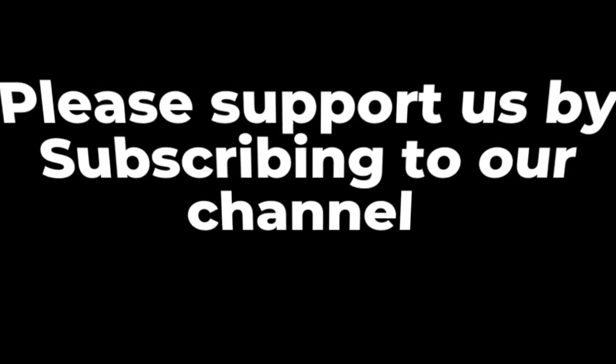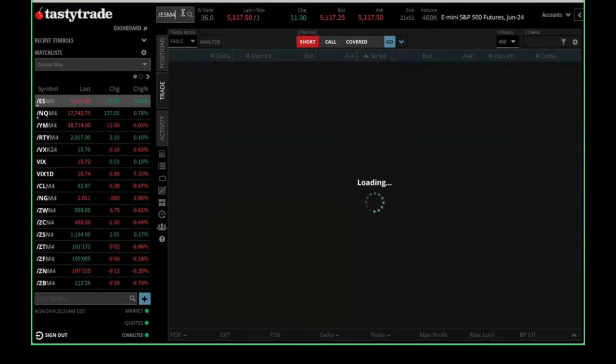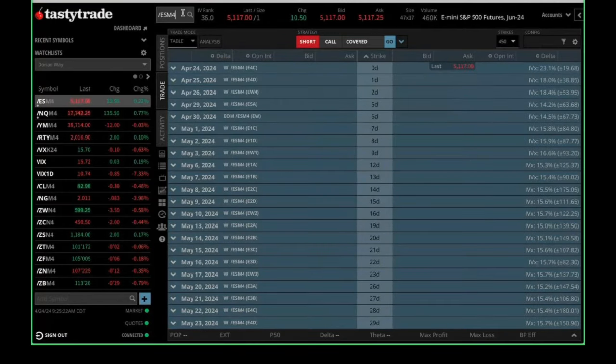So I'm going to use the ES to break down what we call a bread and butter bull put spread. It's also called a vertical put spread, a short vertical put spread. The names are the same. This sounds a little different, but they all mean the same thing.